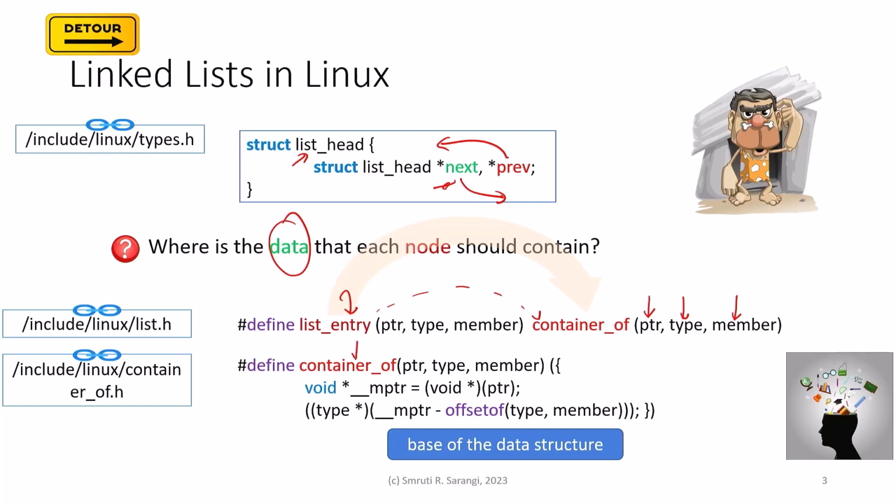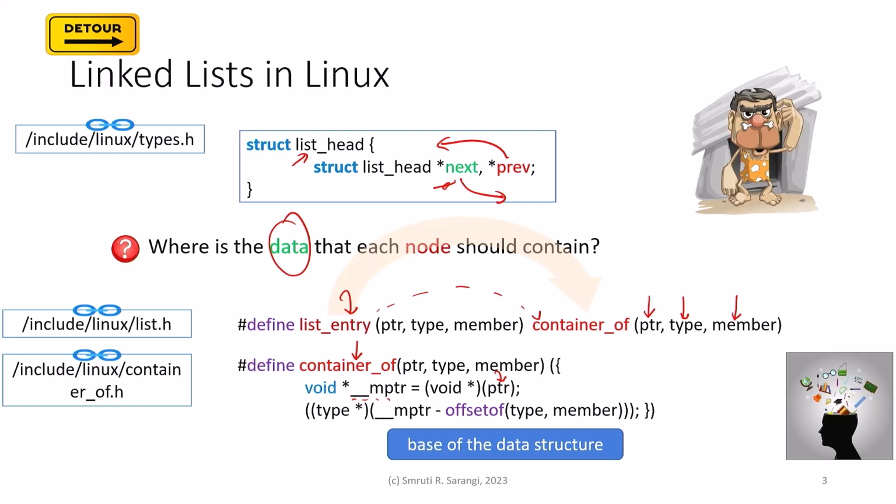So container of macro is defined here. It takes a pointer, a type, and a member. So the first thing is it creates a void star pointer out of the pointer that is provided. So what is a pointer? A pointer is a memory address. It can point to anything. So let it point to anything, we don't care. Let us create a void star out of it. A void star is what? A void star means it points to anything, I really don't care. So void star is a way of saying it is just a pointer, I don't know what it points to. As simple as this.